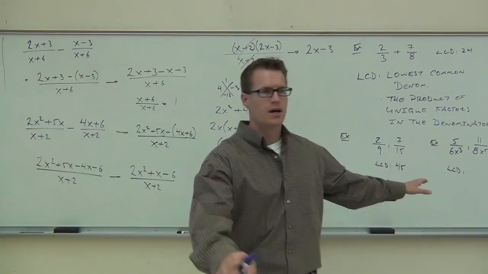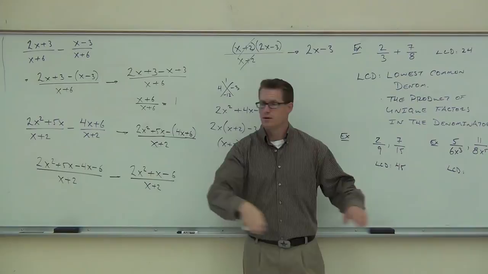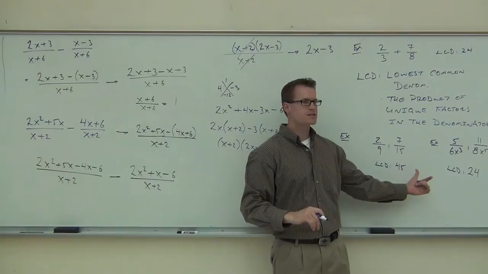6 and 8, 6 and 8, 6 and 8. LCD is what? How much? 24. 24, very good. Did you find 24 as well? Okay, so we're going to write down 24. So finding the LCD of numbers doesn't change. That sticks exactly the same.